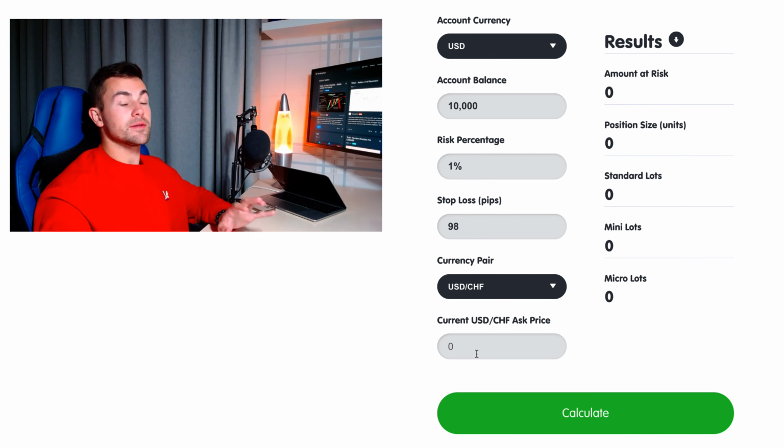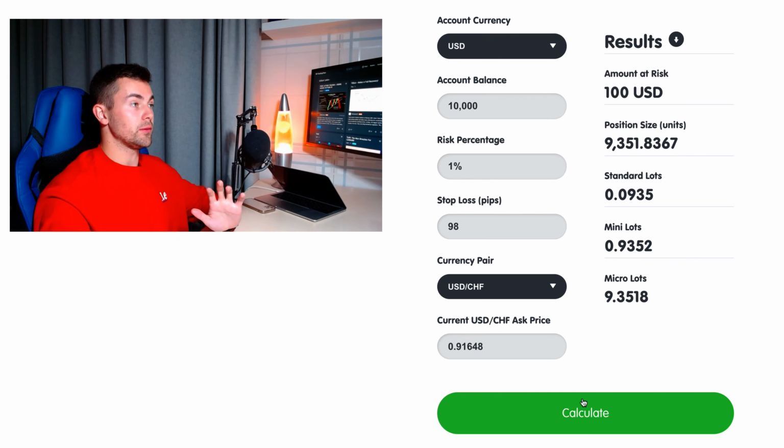And you can see that the system here also asks to input the current ask price on the pair. And our current ask price on the pair is 0.9164. So with all that, let's click calculate. And here we got our lot size. You can see that with such a lot size, we will risk 1% of our trading account. We will risk $100, and you can see how simple the process is.